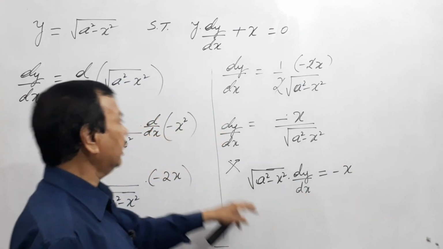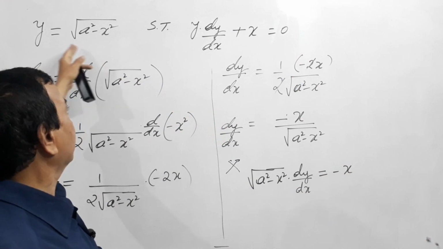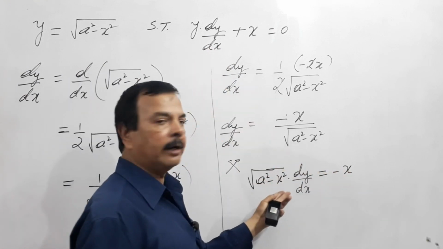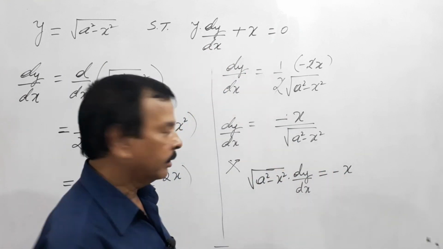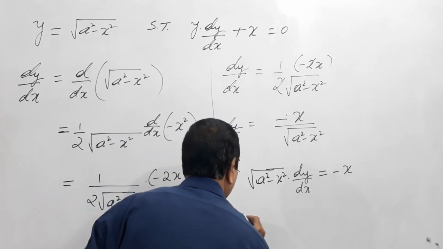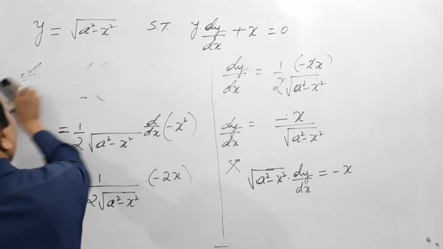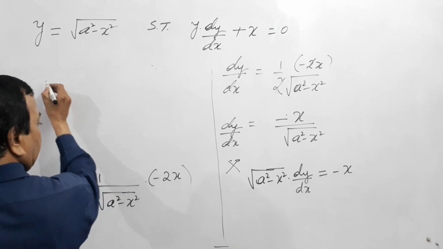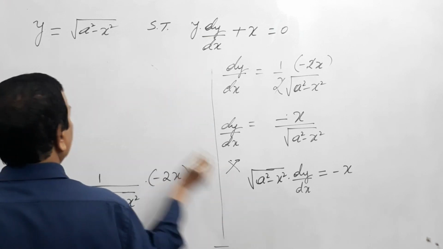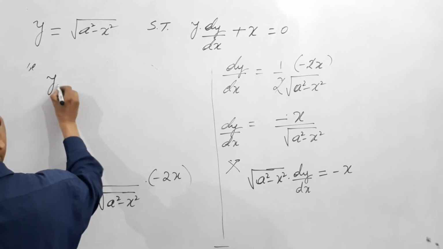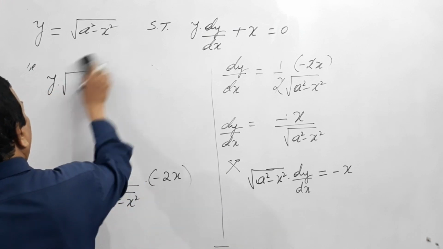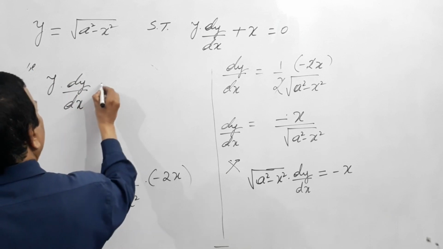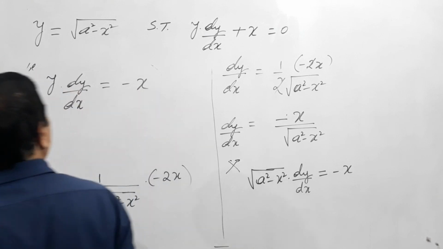And what is a square minus x square? A square minus x square under the root is nothing but your y. So y into dy by dx, we got it. And you bring this to the left hand side, it becomes plus x. Problem is solved. I'll rub this. So by cross multiplying, we have got, he wants y. So that is y into dy by dx equals to minus x.